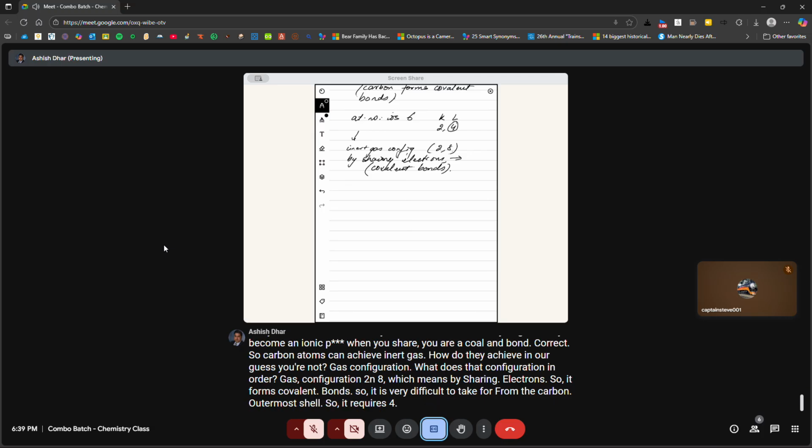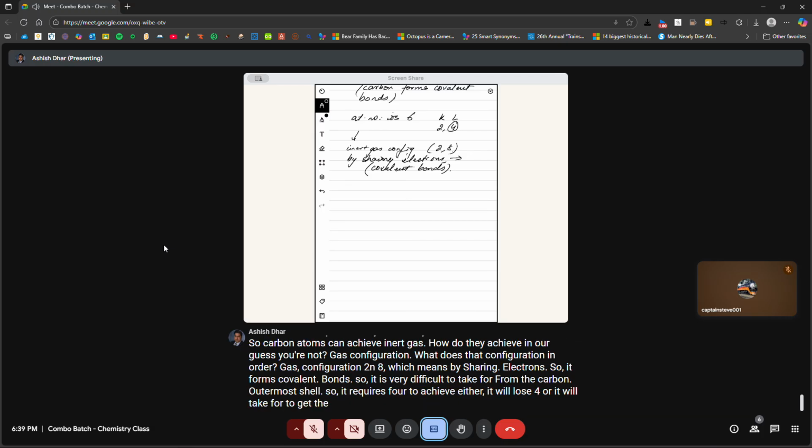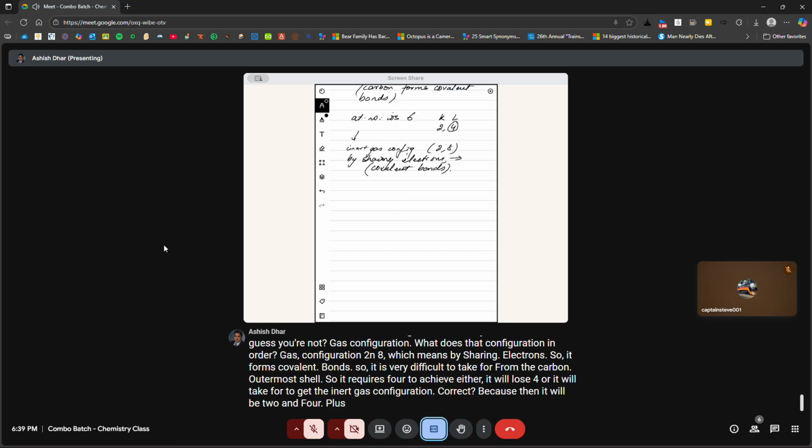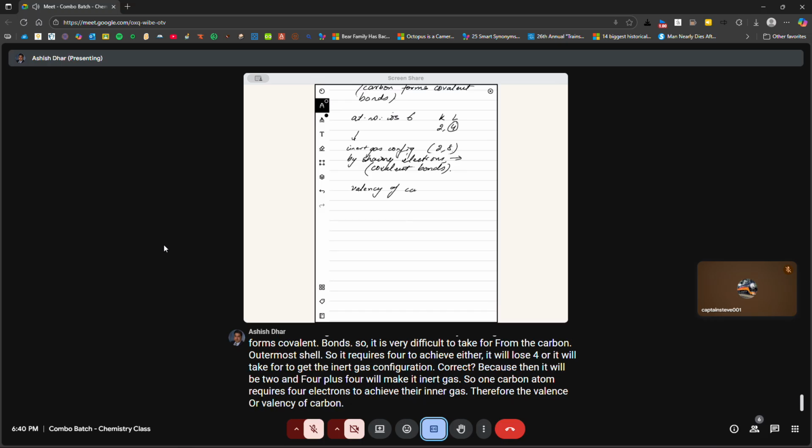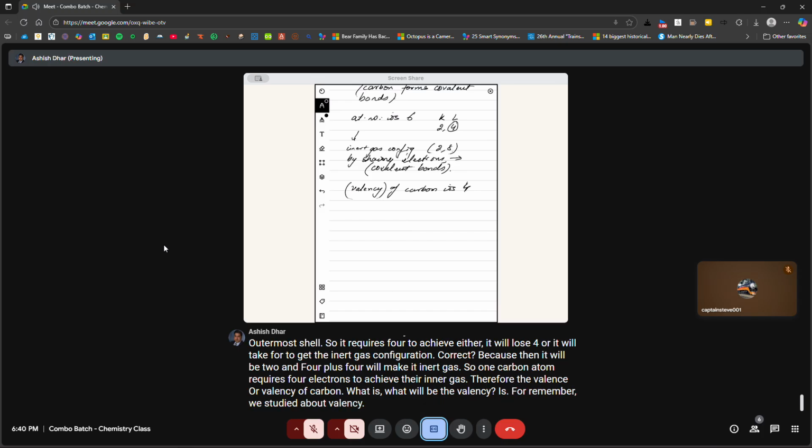It is very difficult to take 4 electrons from the carbon outermost shell. It requires 4 to achieve the inert gas configuration. Either it will lose 4 or it will take 4, correct? Because 2 and 4 plus 4 will make it inert gas. So one carbon atom requires 4 electrons to achieve the inert gas configuration. Therefore, what will be the valency of carbon? It is 4. Remember we studied about valency? So carbon is also called tetravalent.